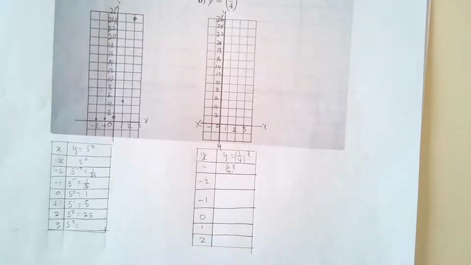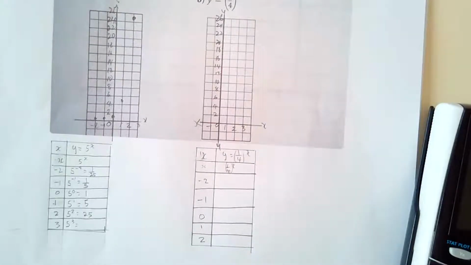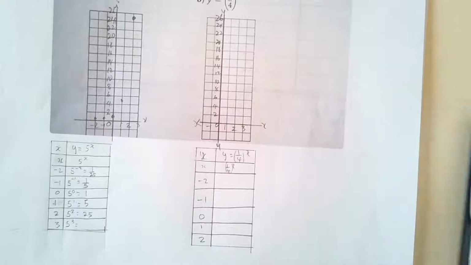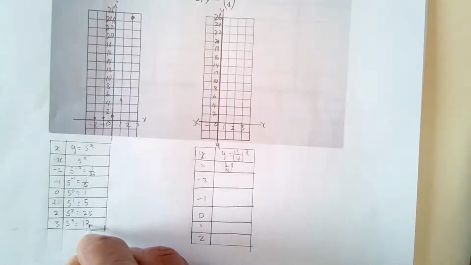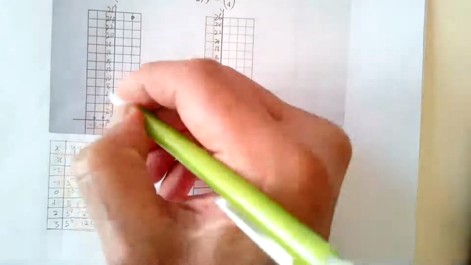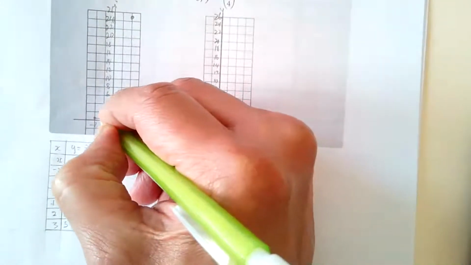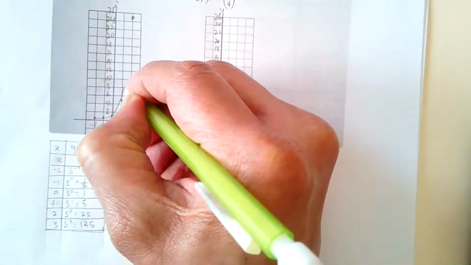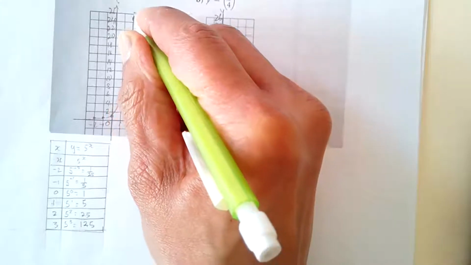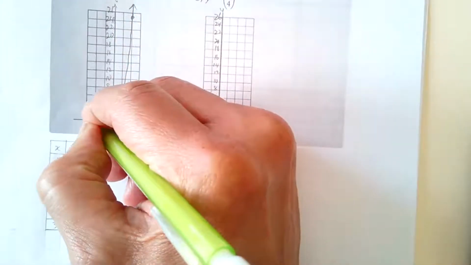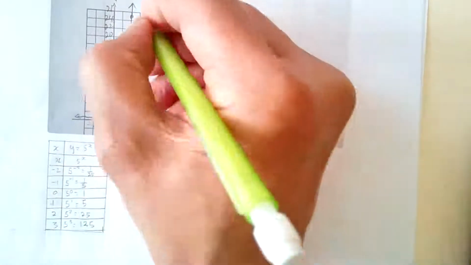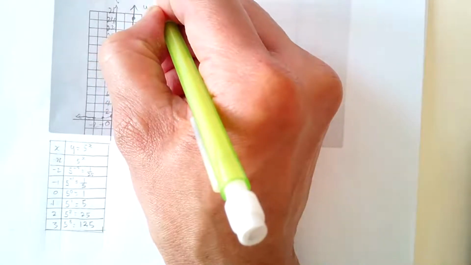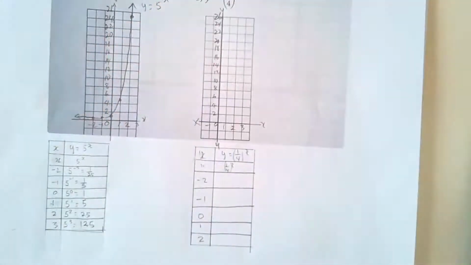So 5 to the power 3, which should give me 125, which is way beyond my scale. So I can sketch this graph by connecting a smooth line here. Y is equal to 5 to the x.